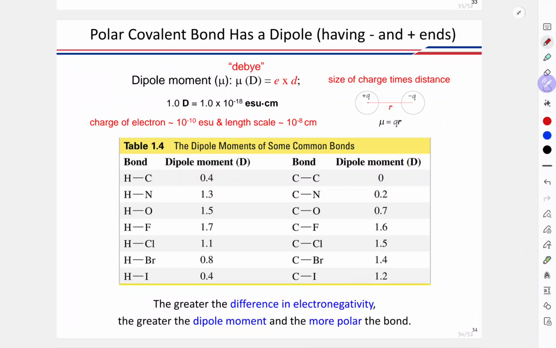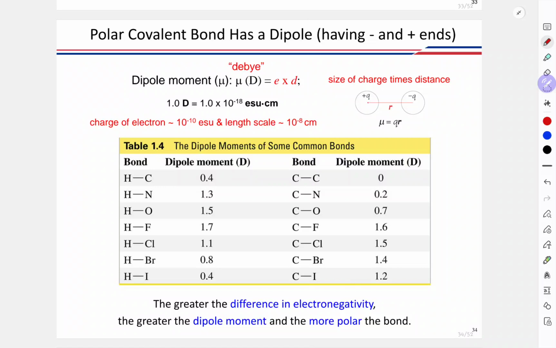What about the bond between nitrogen and hydrogen? This is more polar. Nitrogen has higher electronegativity, so the dipole moment has to be larger. Carbon-carbon is a non-polar bond, a symmetrical case, so the dipole moment has to be 0.